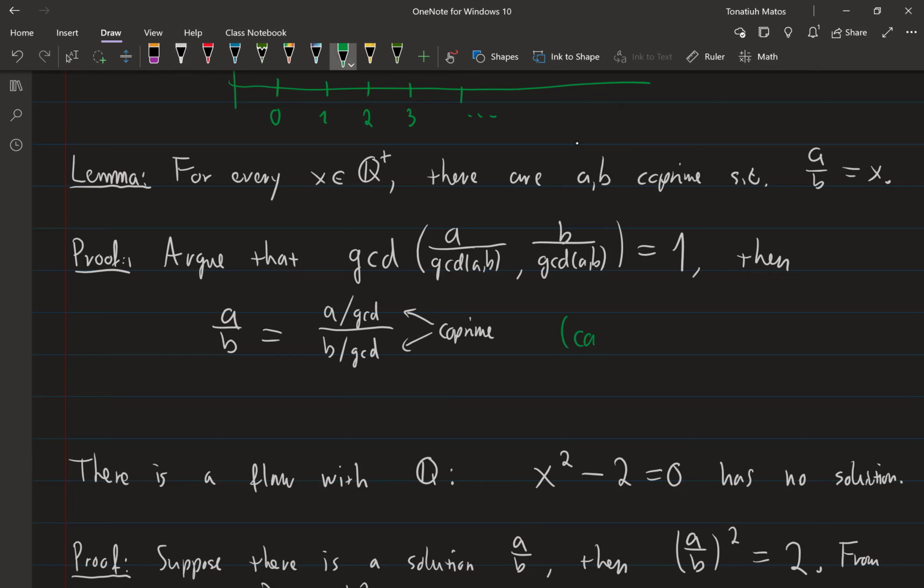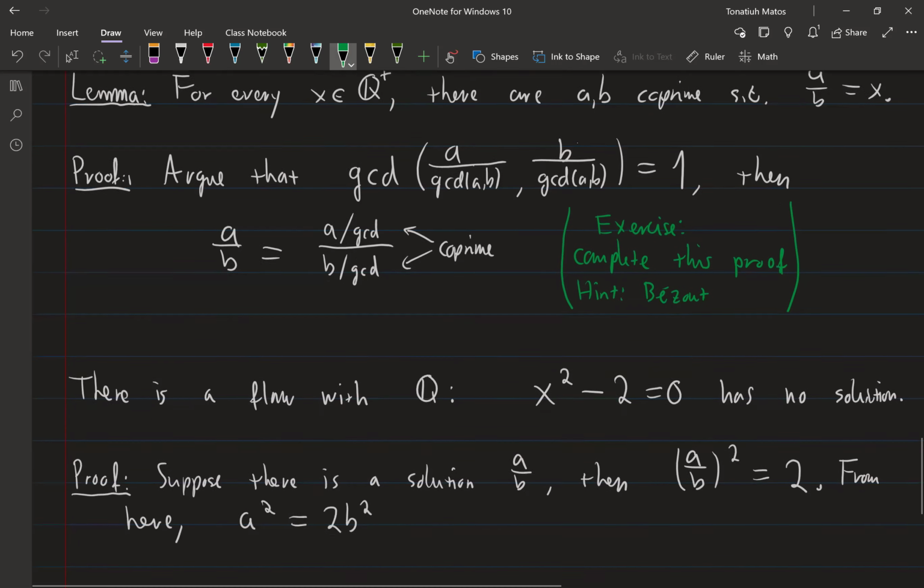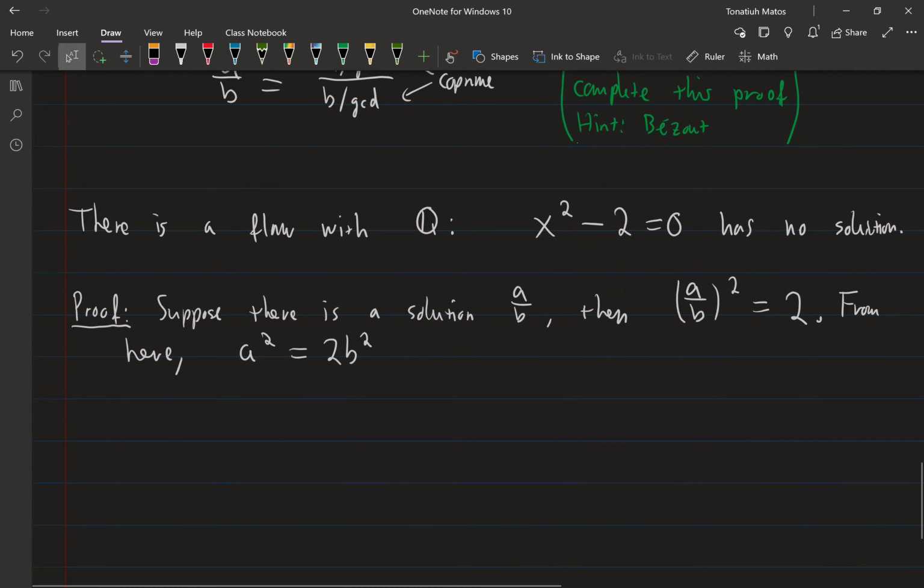So completing this is the exercise. Let's say, complete this proof. It's a very short proof, right? If you want a hint, whenever you have to work with coprime numbers, like I said, always use Bezout's identity, right? So that's another exercise, and it's good practice because it combines two things. It combines number theory, things about coprime numbers, and it combines things about the rationals, right?